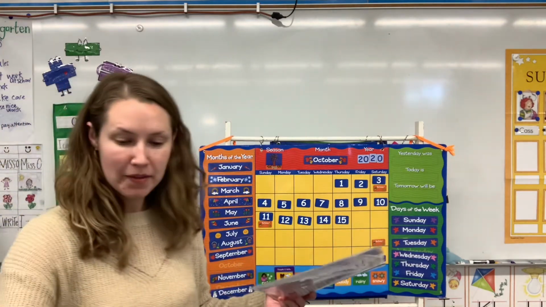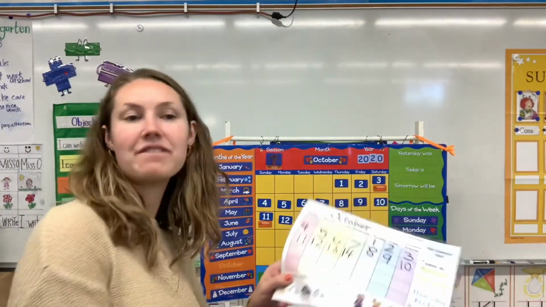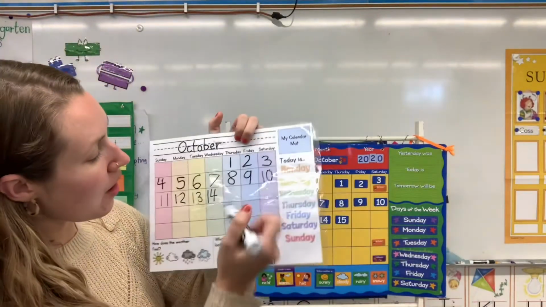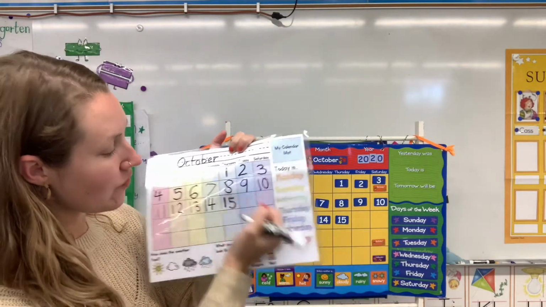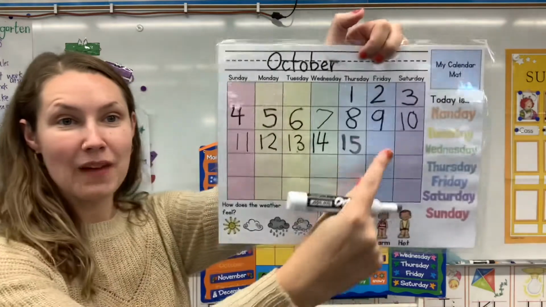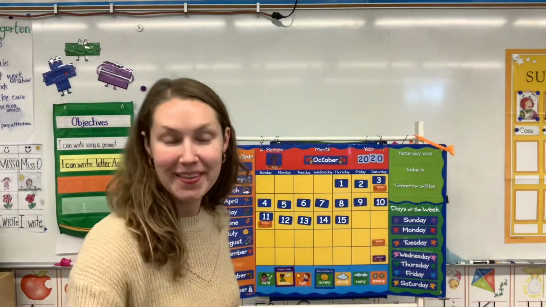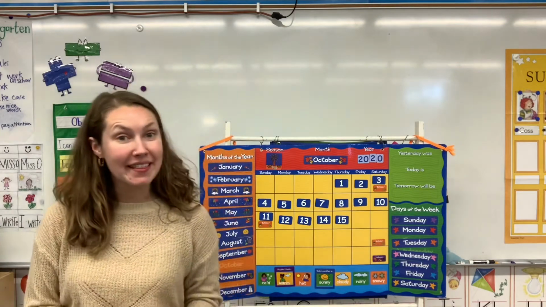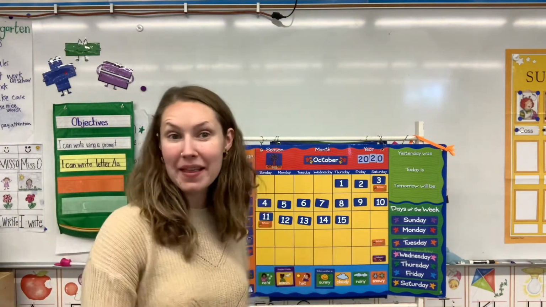So I've got my marker, and let's write 15. So we've got a 1 and a 5. 15, right after our 14. Very good. All right, let's talk about the month. Now that we know it's the 15th day, let's talk about what month it is.